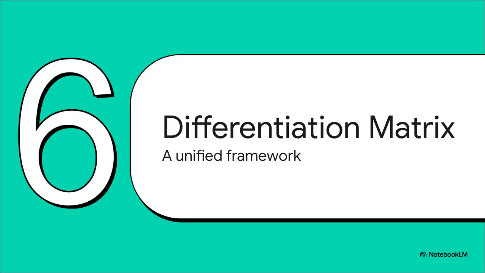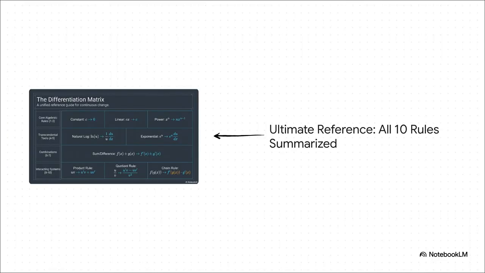Wow, okay, we've covered immense ground today. It is time to bring all of these distinct tools into a single cohesive framework in our final section, the differentiation matrix. So the crucial point is that you really don't need to hold a chaotic jumble of math in your head. It all organizes perfectly into a single unified reference guide for continuous change. From your core algebraic rules up to your transcendental curves, straight through to the rules for interacting systems, this matrix is your fully loaded precision toolkit.